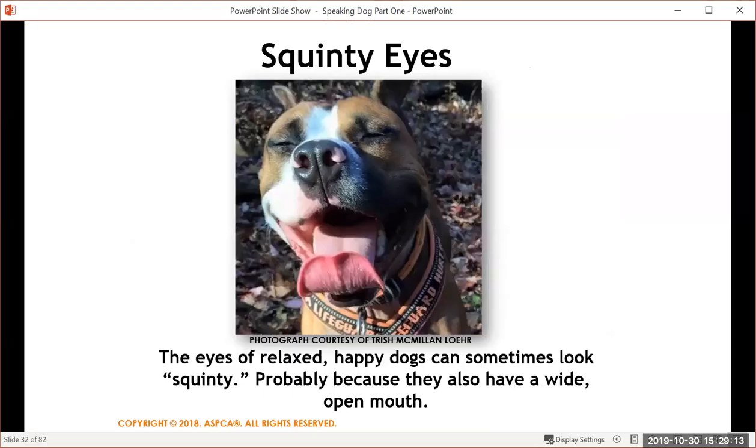Next slide. Some people talk about squinty eyes, and a happy, relaxed dog can sometimes look like they're squinting their eyes. It's probably because they also have a wide open mouth at the same time, and so just by happenstance, their eyes end up squinting, but typically that's a good sign. Next slide.